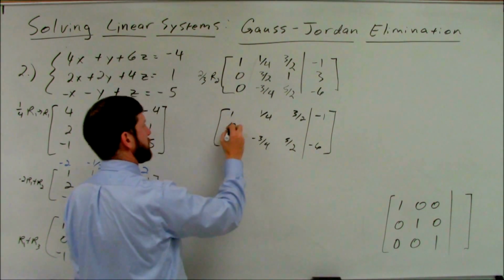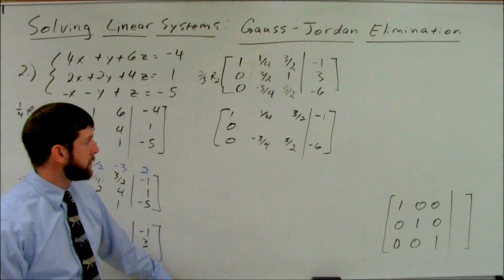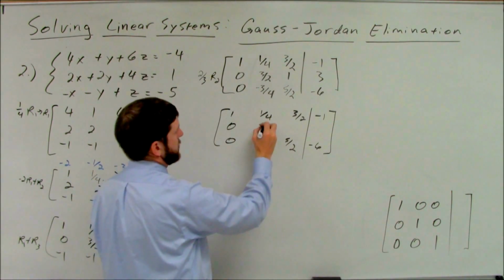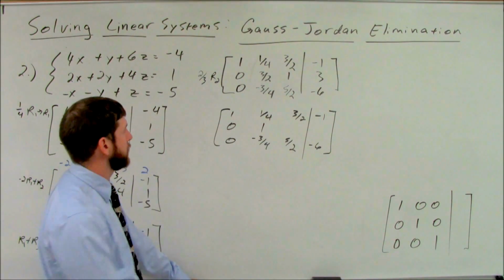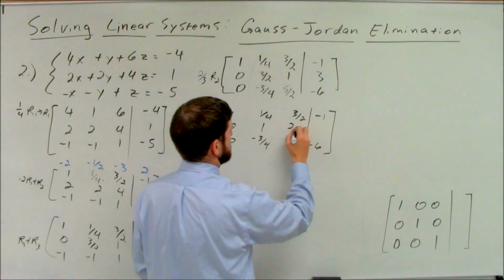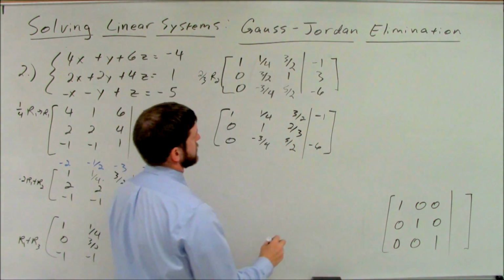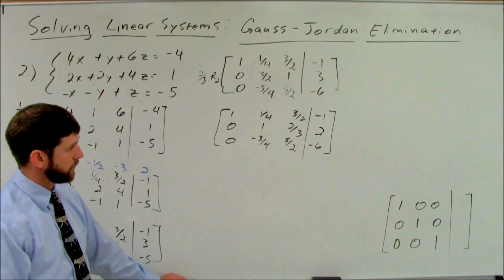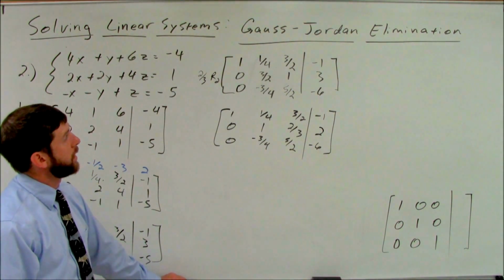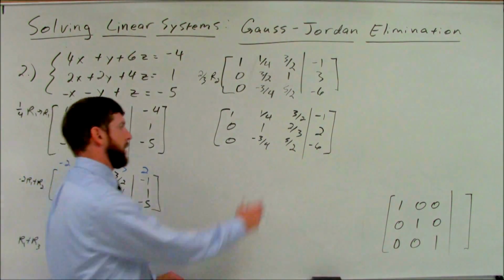Well, 2/3 of 0 is 0. See how our first column was not impacted? 2/3 times 3/2 is 1. Now we have that pivot to work off of in column 2. And 2/3 times 1 is 2/3. 2/3 times 3 is 2. So we go through and we have our new pivot.